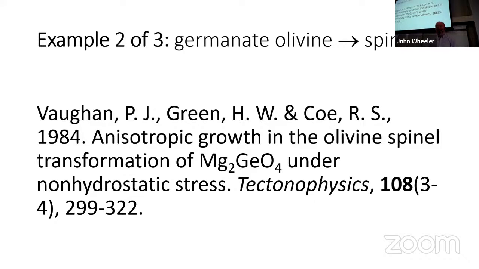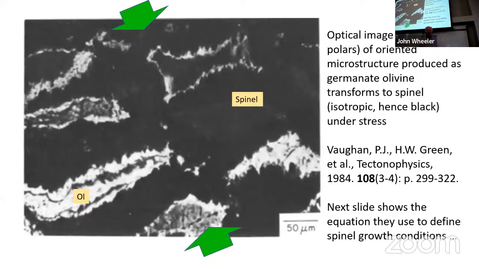And the pictures are a bit blurred, but basically the green arrows are the maximum principal stress. So if nothing else, you can see that the stress has had an effect on the microstructure. You've got relict olivines, long and thin. You've got spinel, which is isotropic optically, so it just looks black. So the first thing to give you a clue that the stress has had some effect is just to look at the microstructure, which is always a key thing to do in any experiment.